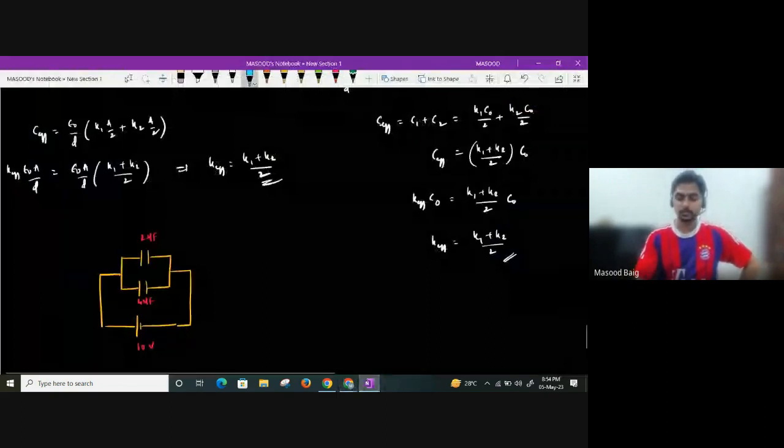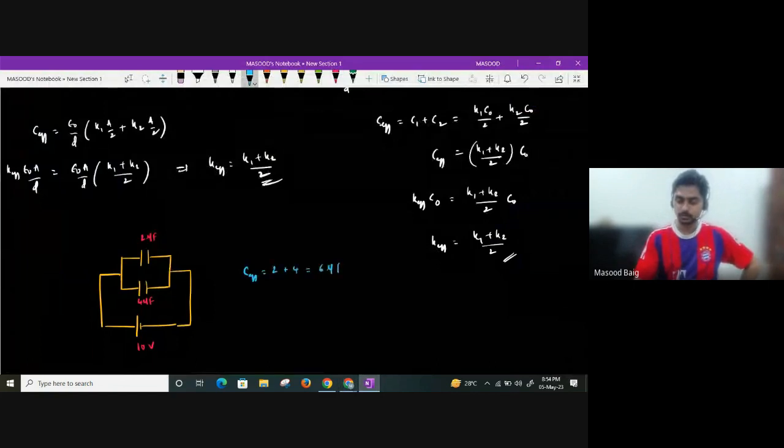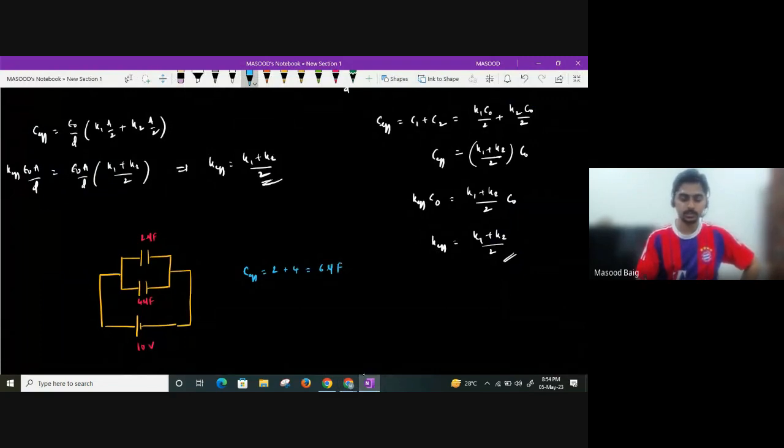Because they both are in parallel combination, what will the effective value be? It will be 2 plus 4, which will be 6 microfarad. So you are going to have one capacitance whose capacity will be 6 microfarad and potential difference is 10. So what is the total charge given now? We can write it as C effective into V. What will it be? 6 into 10. You will get it as 60 microcoulomb.